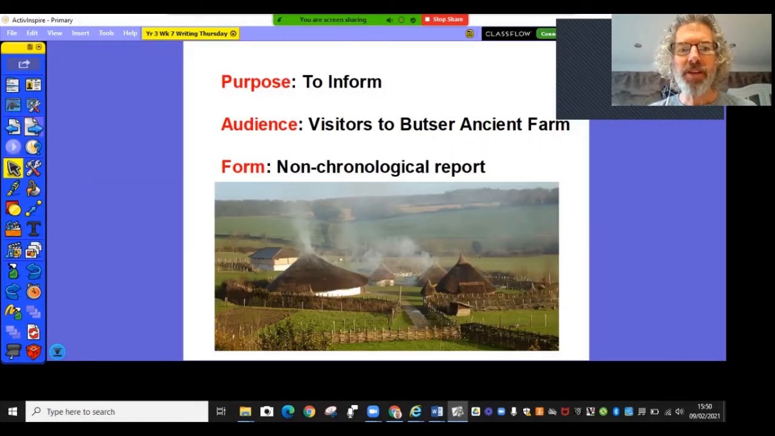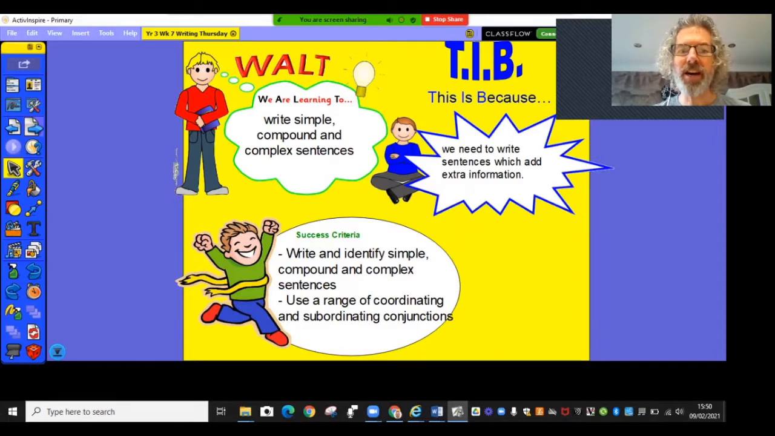If you remember, we are writing to inform the visitors to Butser Ancient Farm all about the Stone Age, particularly with a focus at the moment on tools, and we're going to be writing them in the form of a non-chronological report. So today I'm looking, just as yesterday, for you to write in simple, compound and complex sentences. This is so that we can add extra information to our writing, and I'm looking for you to be able to write and identify simple, compound and complex sentences and use a range of coordinating and subordinating conjunctions.